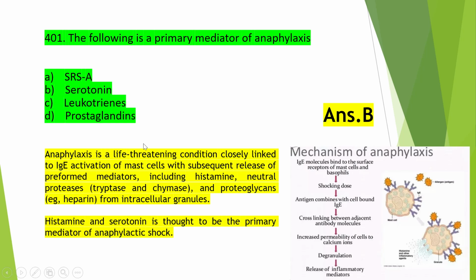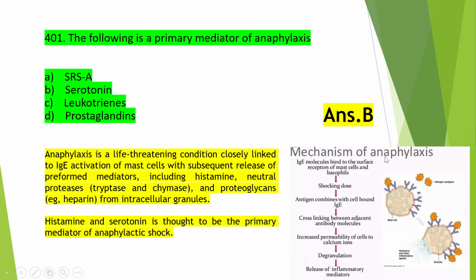So what is anaphylaxis? Anaphylaxis is a life-threatening condition closely linked to IgE antibody activation of mast cells with subsequent release of preformed mediators including histamine, neutral proteases and proteoglycans from intracellular granules. Histamine and serotonin are thought to be the primary mediators of anaphylactic shock.